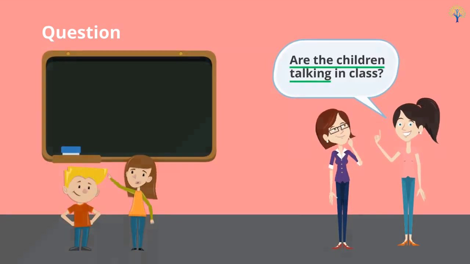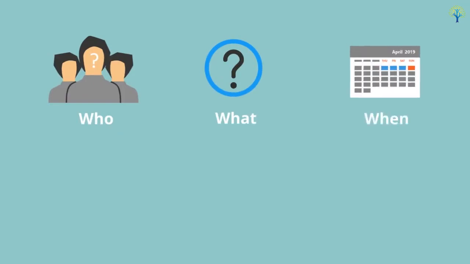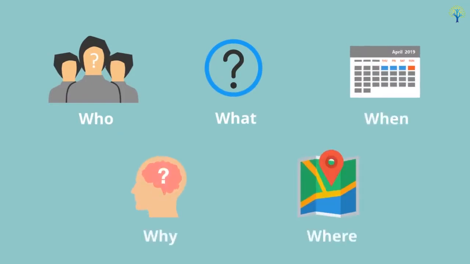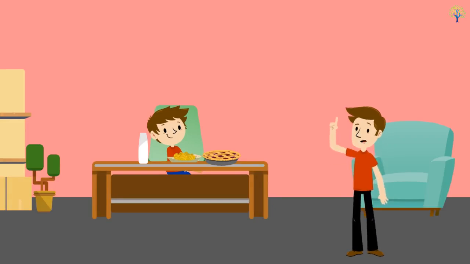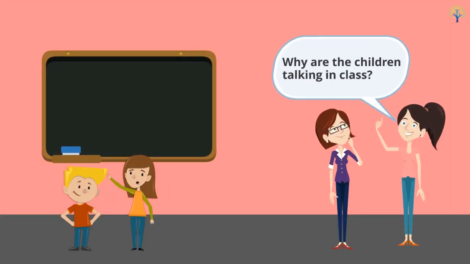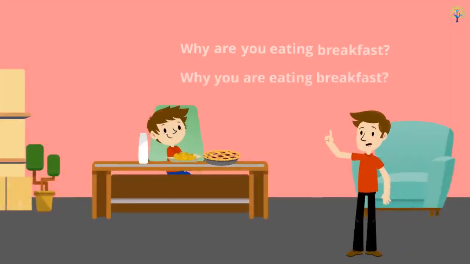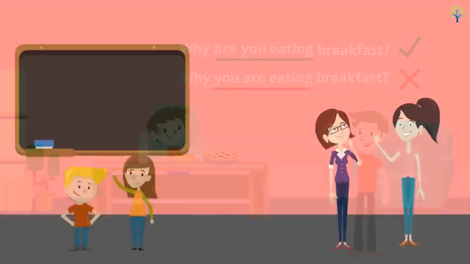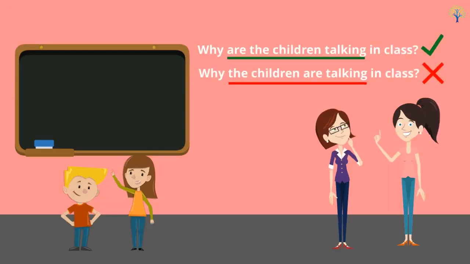To form a question, use question words such as who, what, when, why, and where. Begin with the question word. Use is, am, or are. Add the pronoun followed by the verb ending with ing. For example, why are you eating breakfast? Or why are the children talking in class? It is incorrect to say why you are eating breakfast or why the children are talking in class.